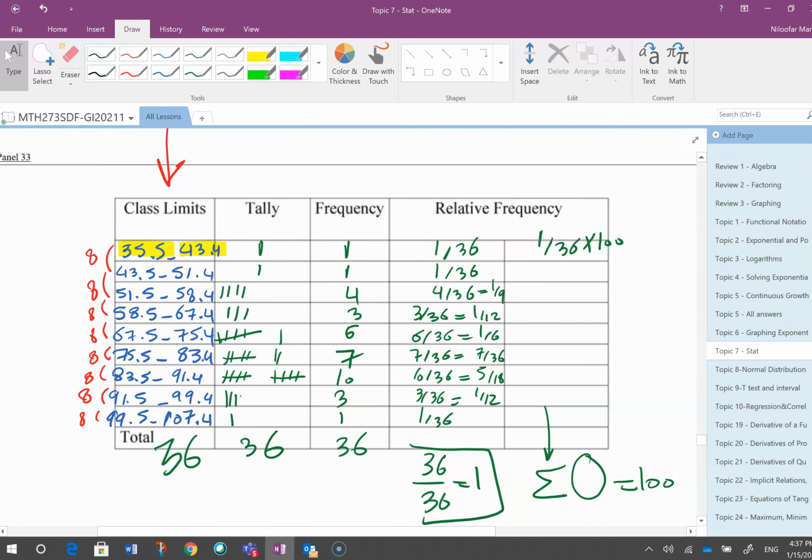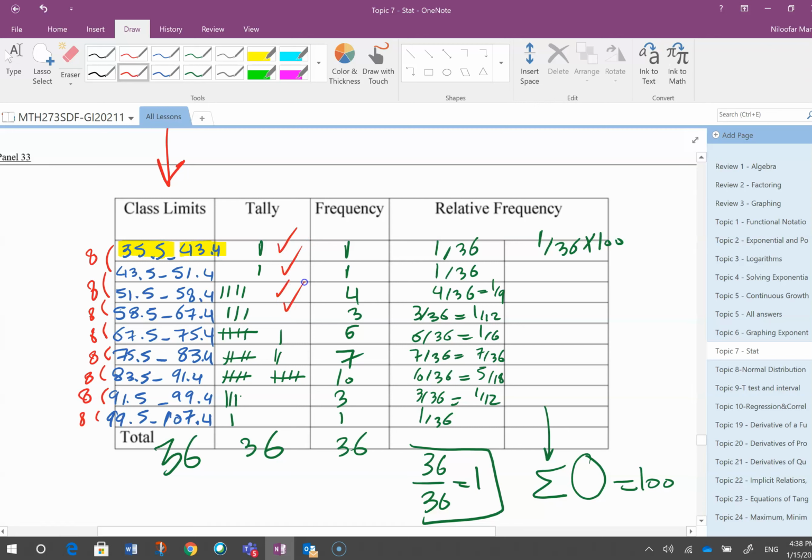Then I count them. How many do I have? Tally. Tally means you make lines. How many do I have in the first one, from 35.5 to 43.4? I just have one data, which is 36. The next one I have 1, the next one 4, the next one 6. I show it this way with lines, so I can count it very well. Look at this.